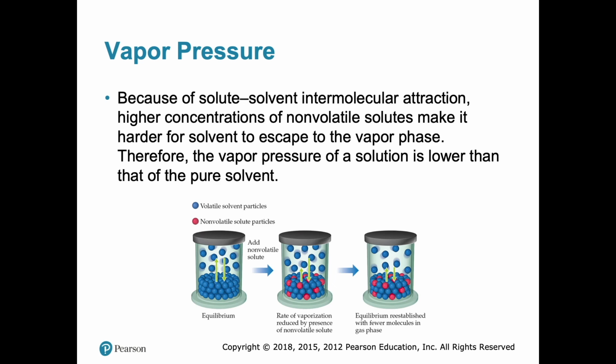So this is basically the other side of saying that the boiling point gets higher, right? The reason why the boiling point gets higher is because the vapor pressure gets lower, okay? And so therefore the vapor pressure of the solution is lower than that of a pure solvent.